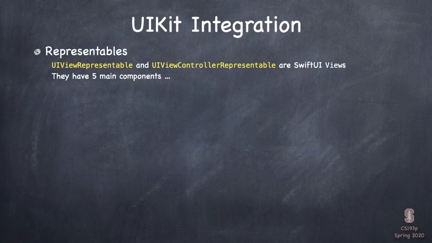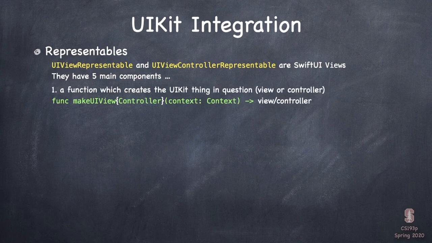So let's talk about these representables, these two SwiftUI views, UIViewRepresentable and UIViewControllerRepresentable. They're super similar, and they both have these 5 main components. The first one is just a function that creates the underlying view or view controller. It's just called makeUIView or makeUIViewController. And you get passed this context, which I'll talk about in a minute, and you just return the view or the view controller that this representable is basically representing with some SwiftUI view. So that's obvious, we need that.